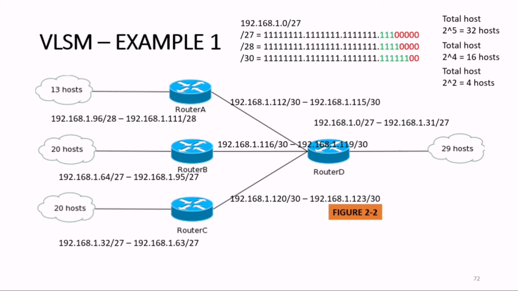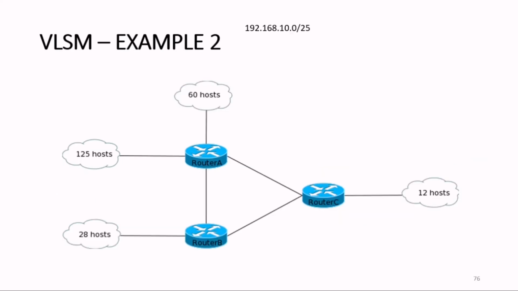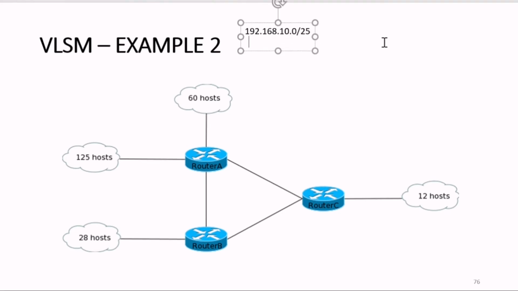I hope you understand. So maybe we can look at another example. For this example, we have this figure network with 1, 2, 3, 4 local networks. It's also given a subnet address, which is 192.168.10.0/25. So /25 here is the subnet mask, right? In binary it is 1, 2, 3, 4.